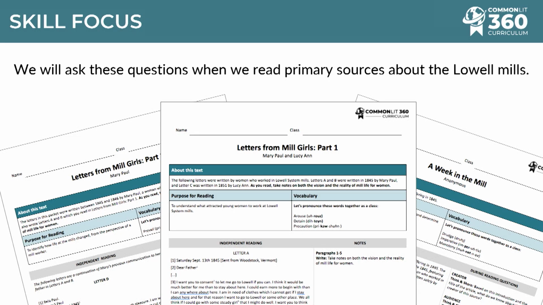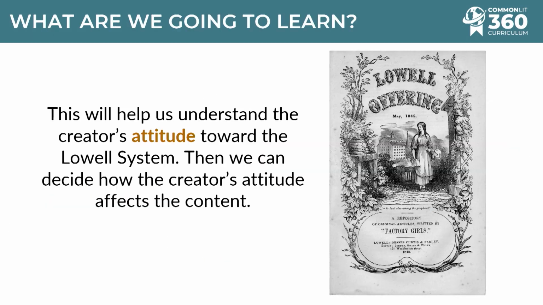As we go through all of these different texts, we're going to be asking ourselves those questions about the Lowell Mills. And so you see on your screen letters from mill girls. We've got part 1 and part 2. A week in the mill. All of these were written by people who were part of the mill. And as we ask these questions, that's going to help us understand the creator's attitude towards the Lowell system. Then we can decide how the creator's attitude affects the content.